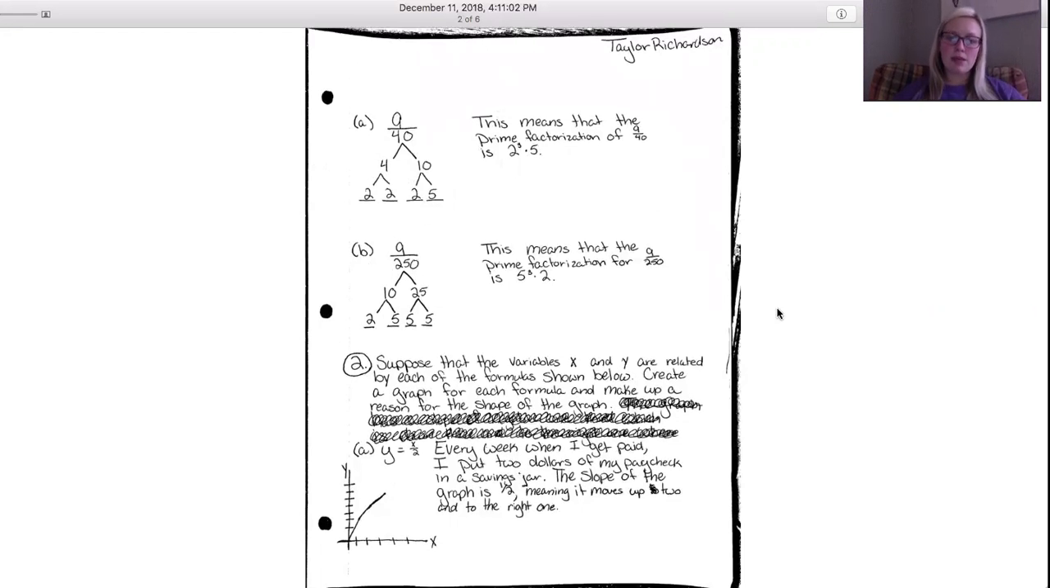And then for part B, we have 9 over 250, and we're going to do the same thing. We are going to break down the 250 here. And 250 can be broken down into 10 times 25. And then we're going to easily break that down. 10 breaks down into 2 times 5. And 25 can be broken down into 5 times 5. And so that means that the prime factorization for 9 over 250 is 5 to the third times 2.